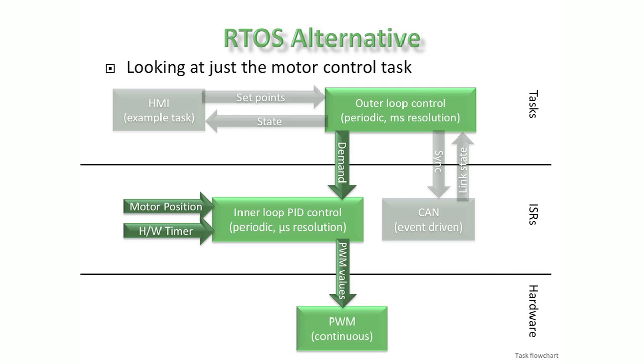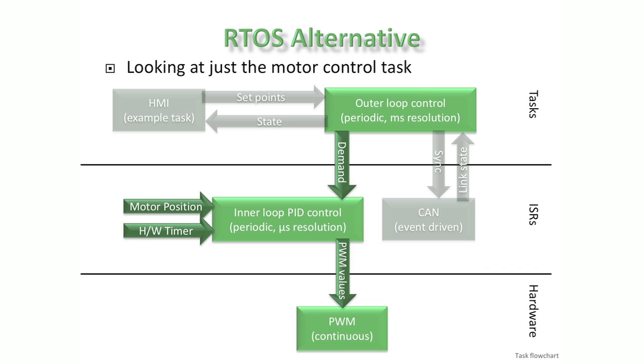So in here I'm saying outer loop control we can do in a task. Millisecond resolution's fine, we can do that in a task. Inner loop control, microsecond resolution, it's a bit fast for a task. Probably done in an interrupt. Maybe there's a timer interrupt, or an interrupt off one of the position sensors on the motor. I've shown the examples here: hardware timer interrupt or position sensor. You might be doing commutation or something like that. And then the physical continuous output done by the peripheral itself.